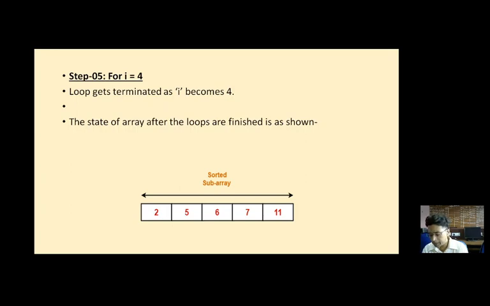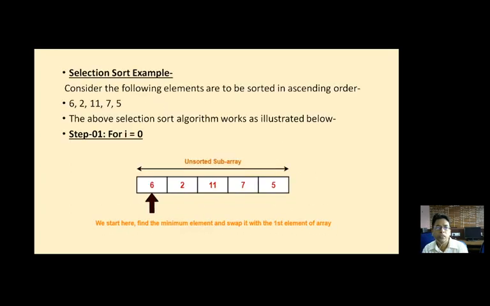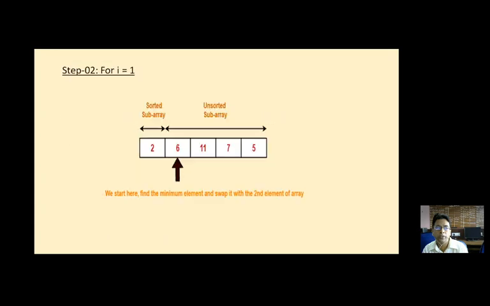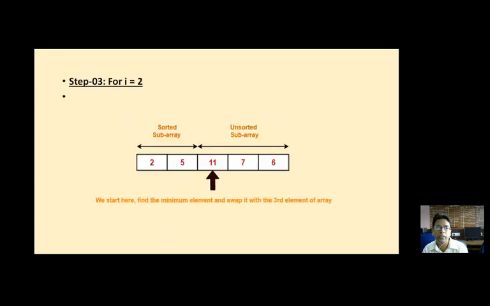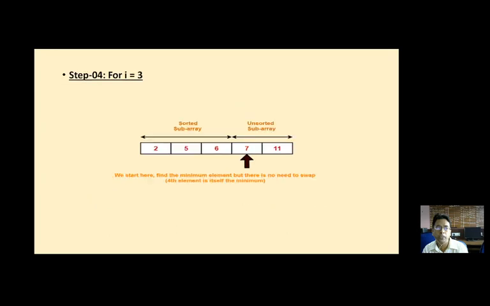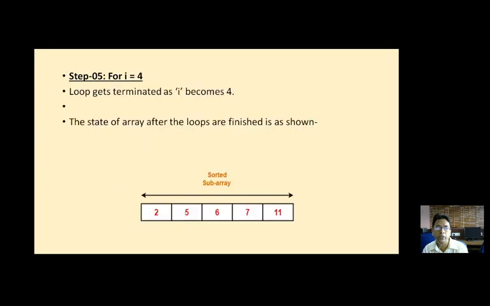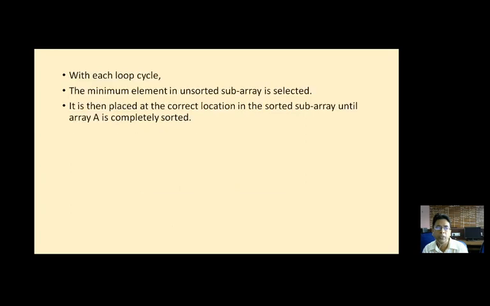So once again, stepwise, we started from I equals 0. The array indexes are 0, 1, 2, 3, 4. Then the index shifted to position number 1, then to position number 2, after that I equal to 3, and finally at I equal to 4, the loop finished.